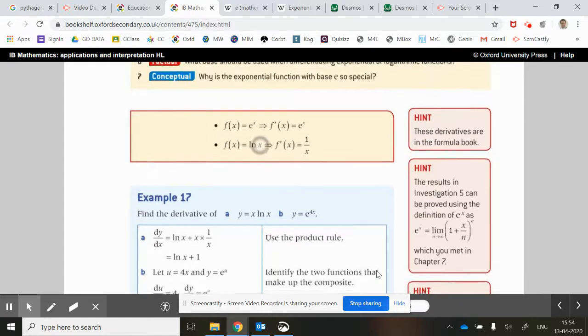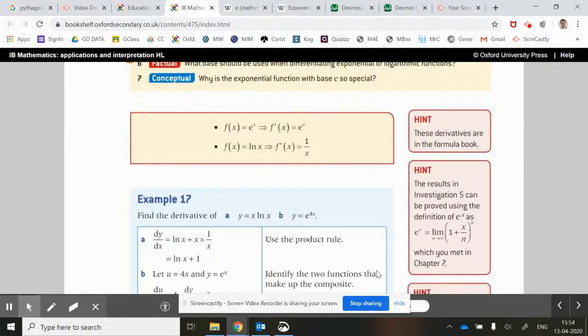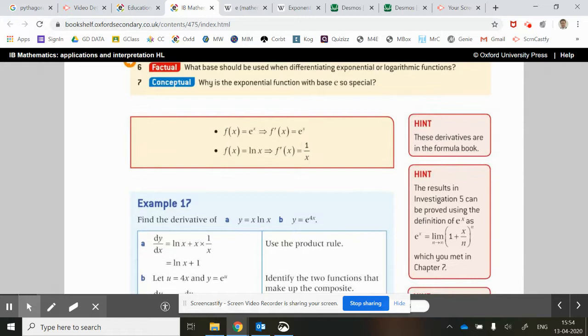And we'll talk about this other rule as well, that if your original function is log x, then your derivative, or f dash of x, turns out to be 1 over x.